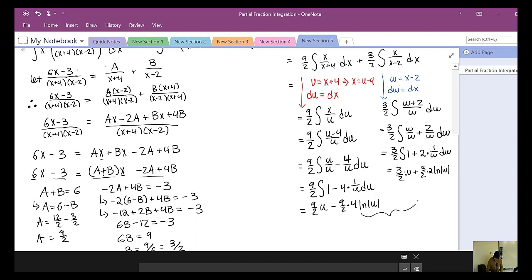And we bring them together to get, let's see, 9/2, u is equal to x plus 4, minus, let's see, 9/2 times 4 should be 18, natural log of x plus 4, plus 3/2, w is x minus 2, plus, let's see, 3/2 times 2 is just 3, natural log of x minus 2, plus C.